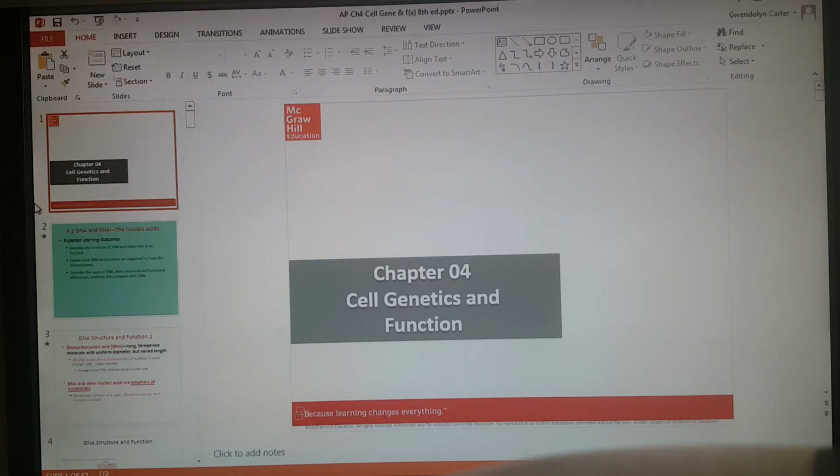All right, time for chapter 4. So chapter 4 deals with genetic stuff, so doubling of our DNA, making a copy of it, making proteins, and also going through the cell cycle.